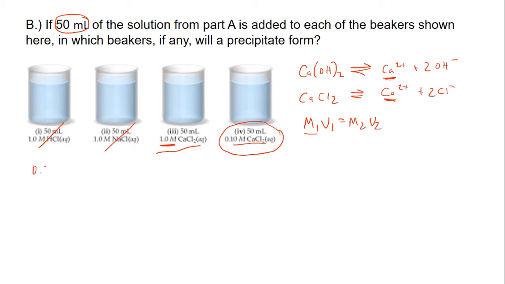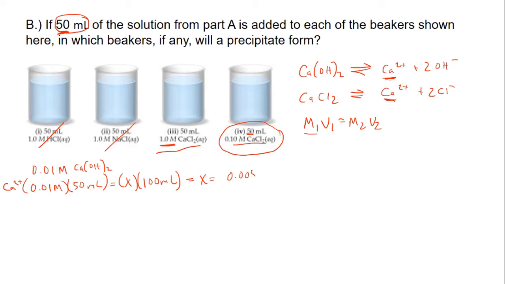So in the previous case, we had a 0.01 molar solution of calcium hydroxide, and we want to figure out what our concentration is in our new solution. So if we mix 50 milliliters of our first solution with 50 milliliters of our second solution, our new volume is 100 milliliters. So this calcium hydroxide sample, we've got 0.01 molar calcium, we've got 50 milliliters, and we don't know the concentration at our new volume, and we have 100 milliliters of that. So our concentration of calcium is going to equal 0.005 molar calcium.